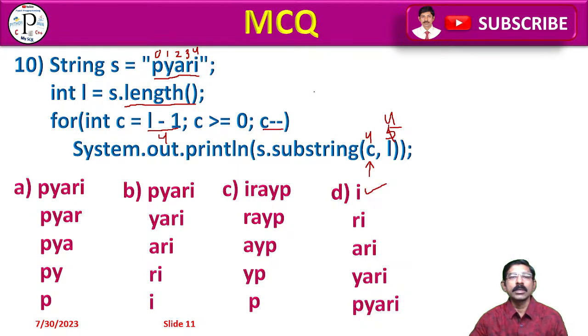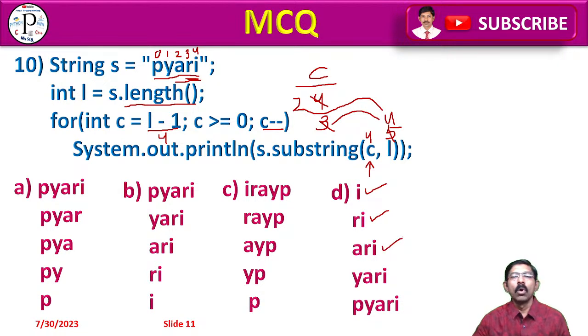Next time C minus minus. Now the C value was 5 minus 1, 4. Now with C minus minus, it is 3. Now 3 to 4. Look at this, 3 to 4. Now we got two alphabets. So that's why it is displaying RI. Next time, C value is minus minus 2. Now it becomes 2 to 4. So that means 2 to 4. Look at this, ARI. Hope I'm clear, Rajesh.